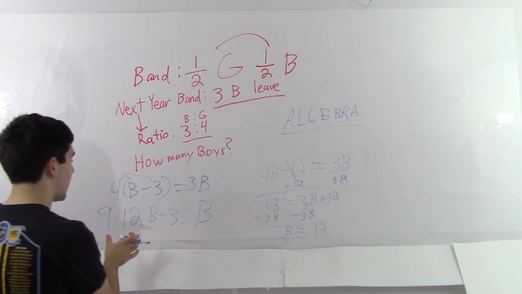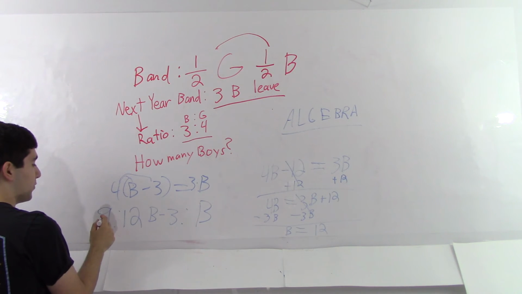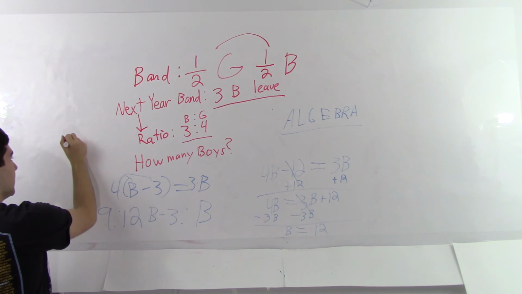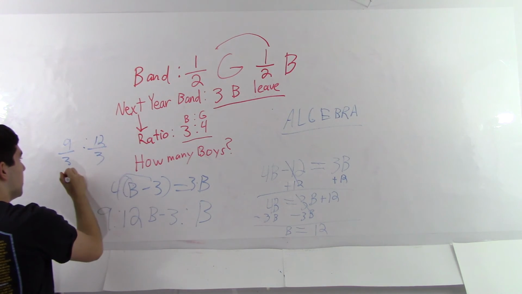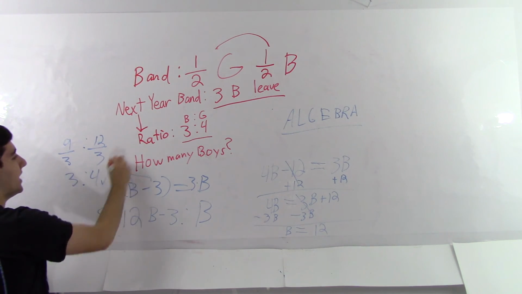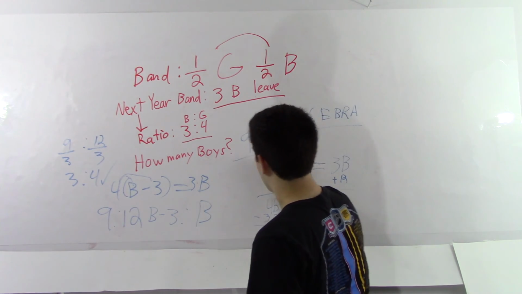So now we just have to check if this is in a ratio of 3 to 4. If we divide each side by 3, 9 divided by 3, 12 divided by 3, we get 3 to 4. It checks out. So the amount of boys is 9 boys.